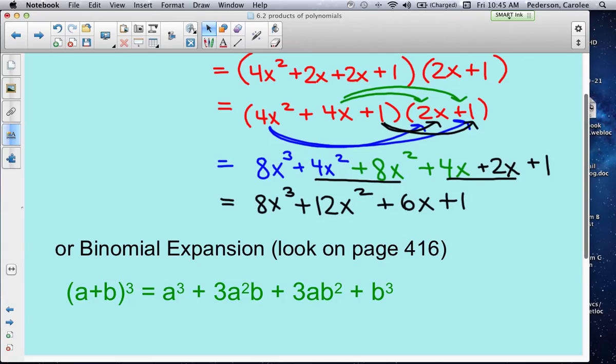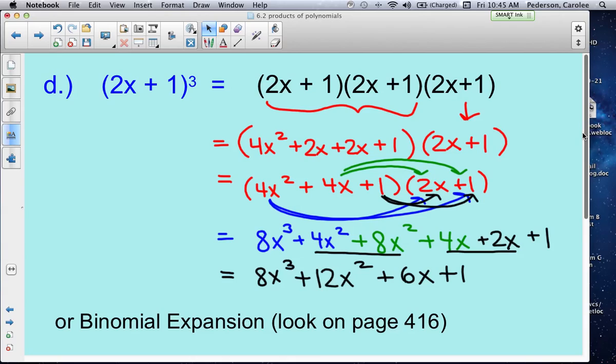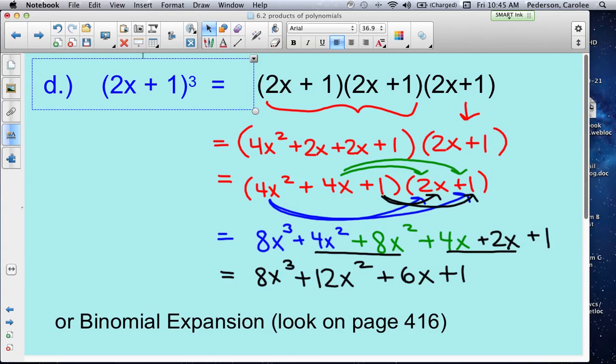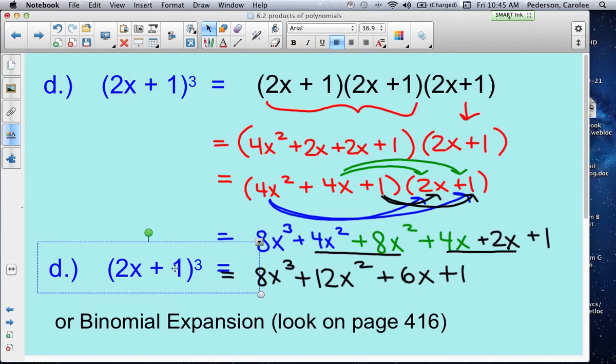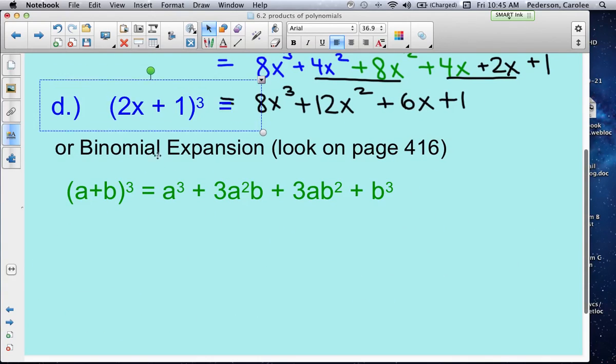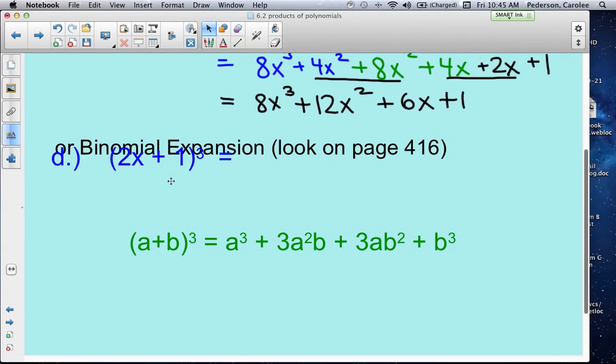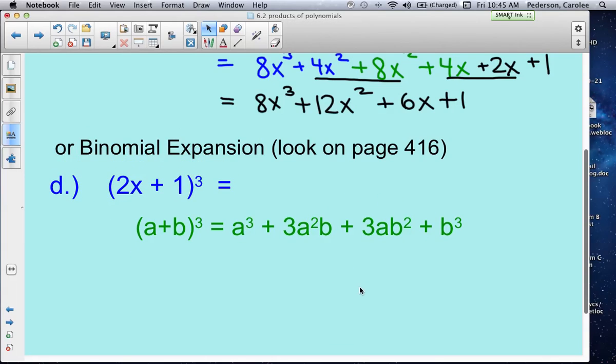Now I'm going to show you the problem a different way. You may want to look after this lesson on page 416. They talk about binomial expansion and Pascal's triangle. So that's on page 416. So we're going to take this same equation, I'm just going to bring it down. And now we're going to use the binomial expansion that's in the green.